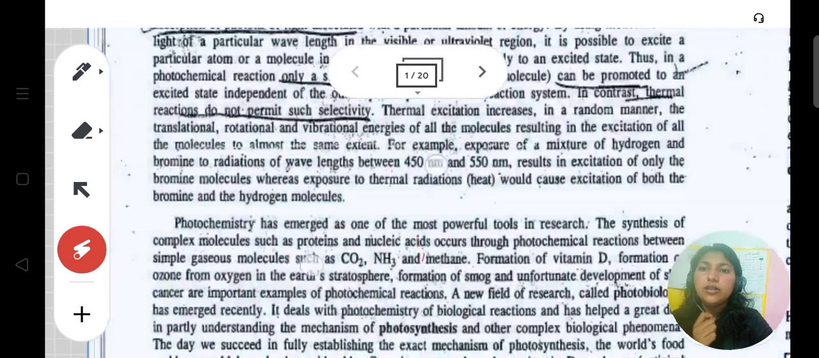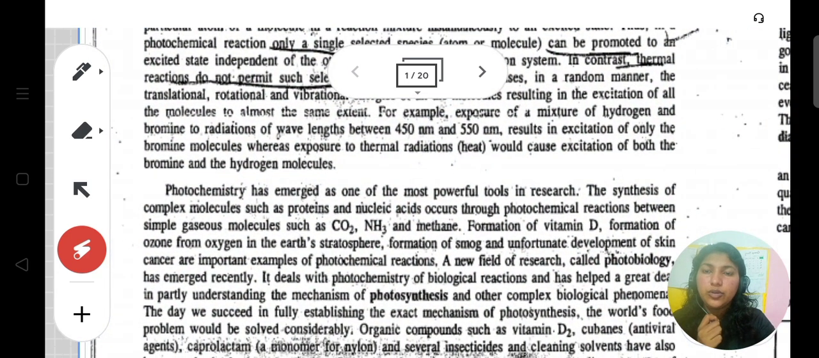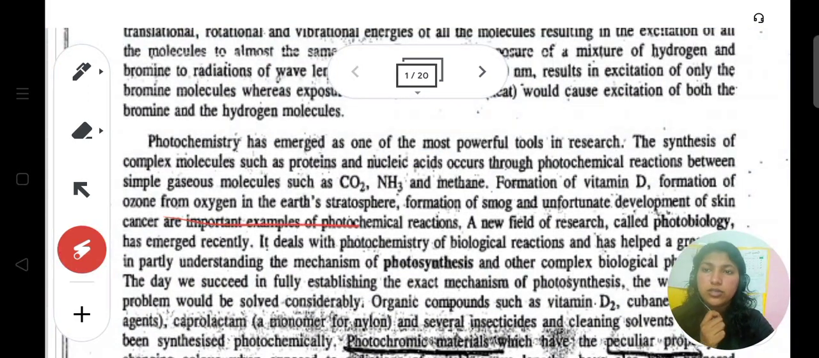And there are different applications. Photochemistry is a very good application among the most powerful tools in research. Synthesis of complex molecules such as proteins and nucleic acids occurs through photochemical reactions between simple gaseous molecules such as carbon dioxide, ammonia, and methane. We know the formation of vitamin D, the formation of ozone from oxygen in the Earth's stratosphere, formation of smoke, and unfortunately the development of skin cancer. Also, the demerits of this reaction, that is the development of skin cancer, are important examples of photochemical reactions. So here also reactions take place.